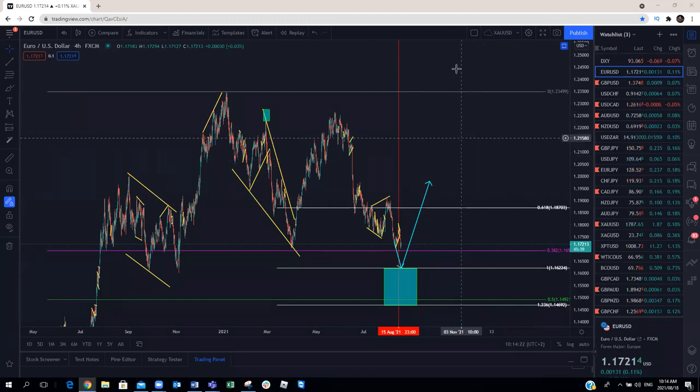All right, let's have a look here. Great, so that is the blue box on the euro. That's where we're going to be looking for the euro to trade down to. We are still bearish down into the blue box.